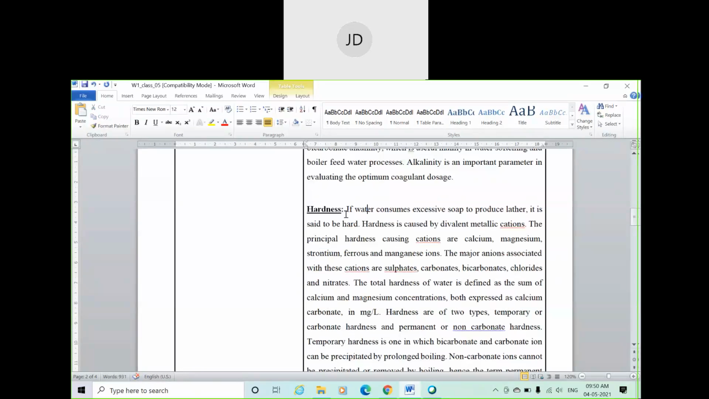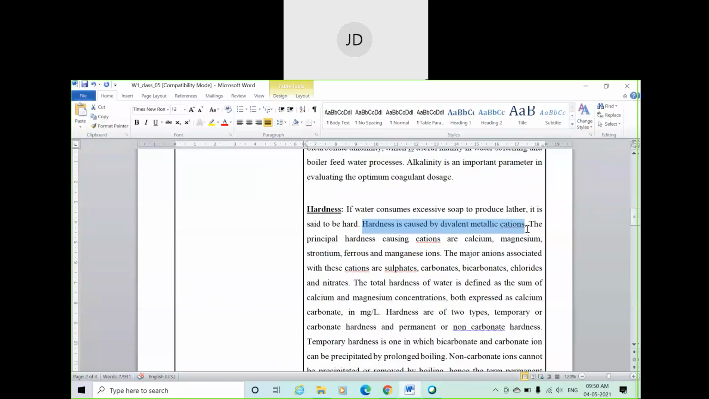Here it is also written: if water consumes excessive soap to produce lather, it is said to be hard. It is because of the presence of multivalent cations. Cation means a positively charged ion. These multivalent cations are like what? Calcium, magnesium, all these things. They are multivalent cations present in water.